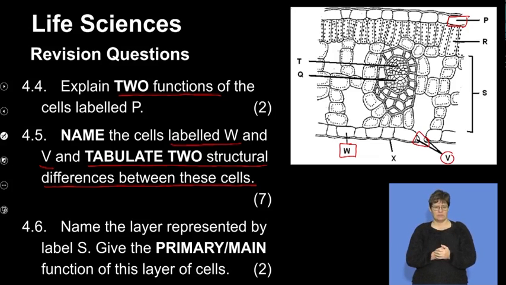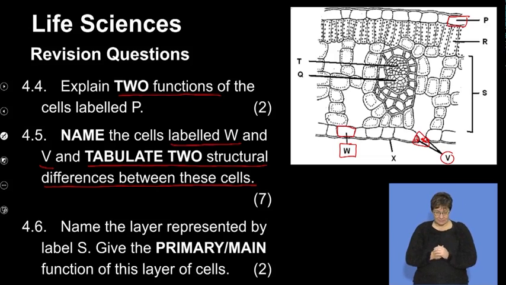Obviously, if we look at the size, the guard cells are little cells. What is their shape like? They are bean-shaped. These other cells are very often rectangular. What's different about the walls of the stomata? They've got thick inner walls and thin outer walls. These have got thicker outer walls and thin inner walls.